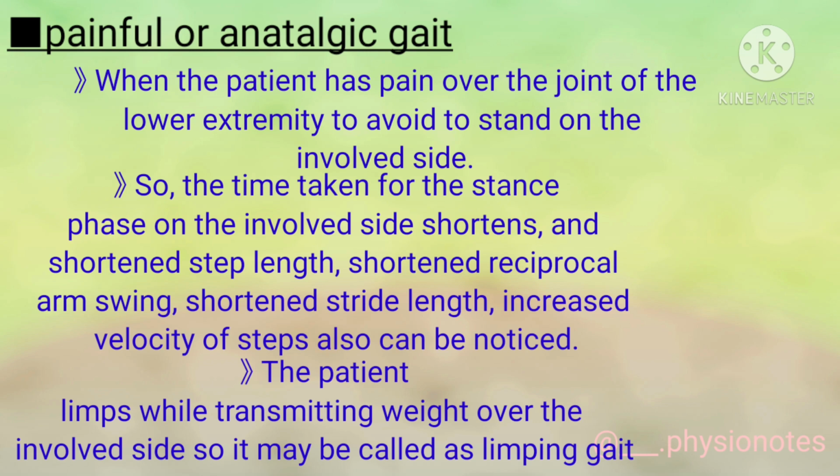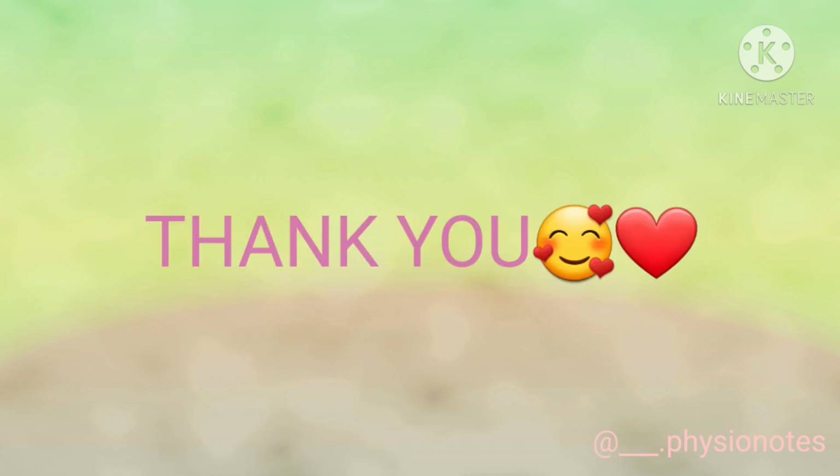The fifth abnormal gait type is painful or antalgic gait. When the patient has pain over a joint of the lower extremity, he avoids standing on the involved side. So the time taken for the stance phase on the involved side shortens, and shortened step length, shortened reciprocal arm swing, shortened stride length, and increased step velocity can also be noticed. The patient limps while transmitting weight over the involved side, so it may be called limping gait. Here we end all the types of abnormal gait.